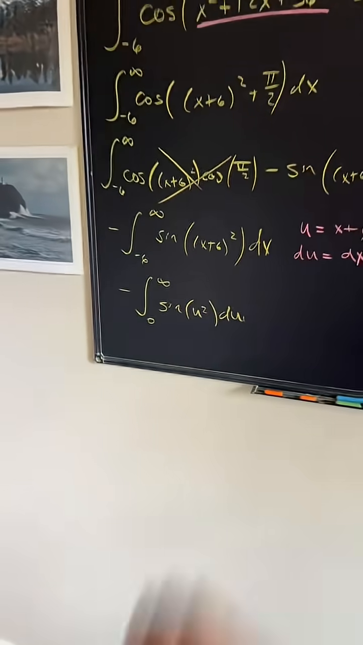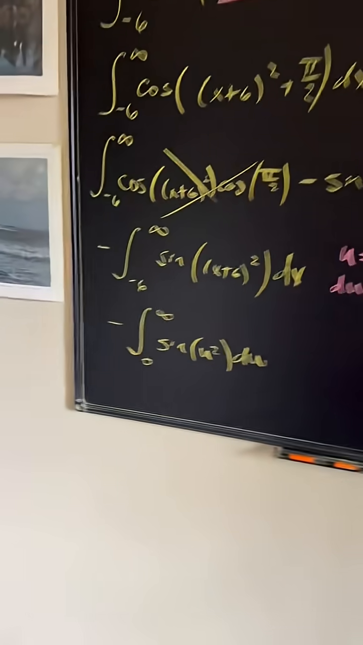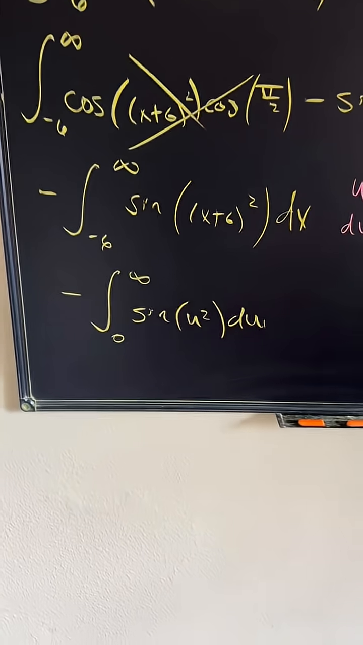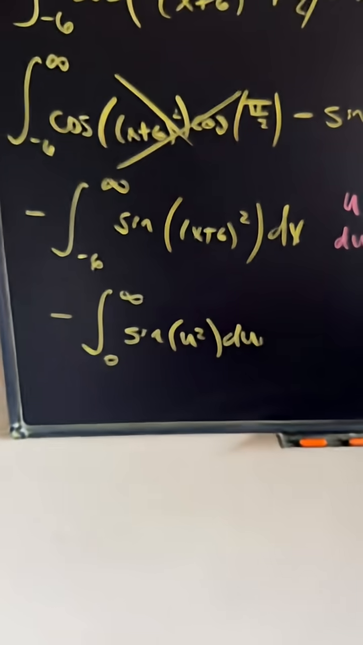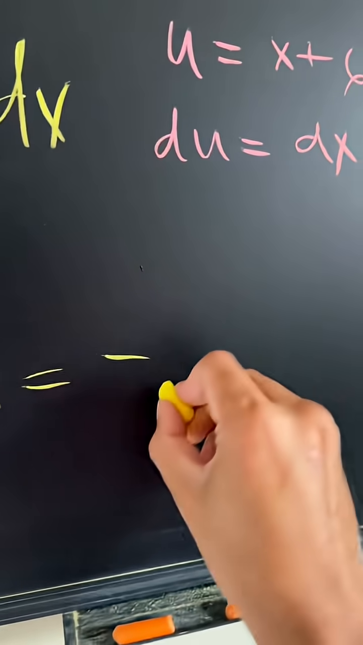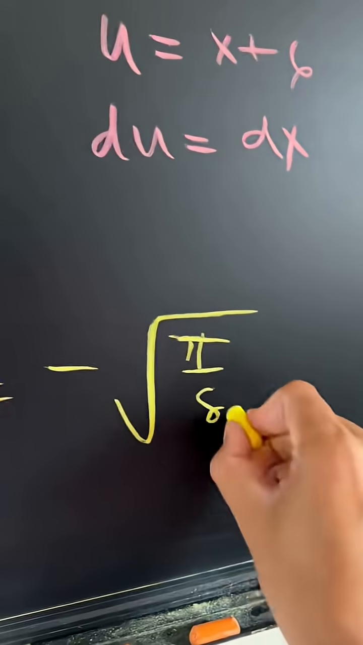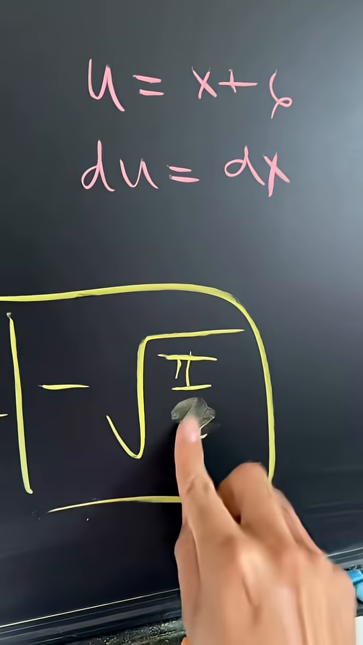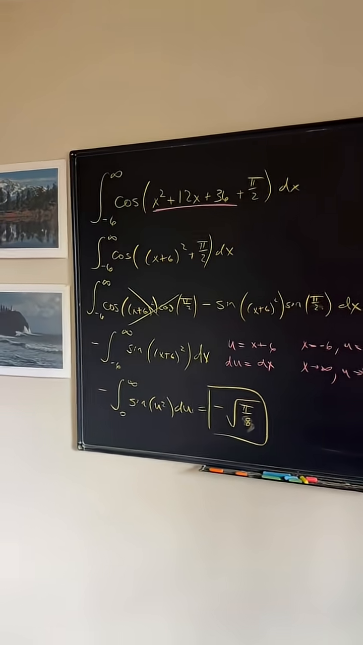Now, this is a Fresnel integral. This is something that a lot of us should know. If we ever see something like this, I can easily talk about what that solution is, but this will simply be negative, and then we have root pi over 8. And that is it, guys. That is how we solve a Fresnel integral using some factoring, and then just getting that solution at the very end.